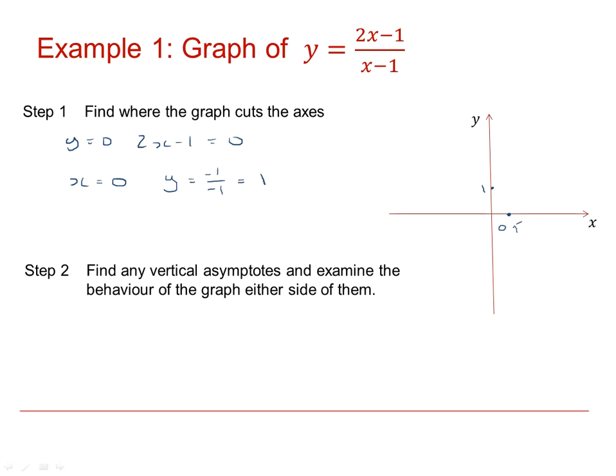The second step is to find vertical asymptotes. So we want to know, are there any values which make the denominator equal to 0? And we can see then that the vertical asymptote must be when x is equal to 1. So we can indicate that by a vertical dotted line coming down through x equal to 1.